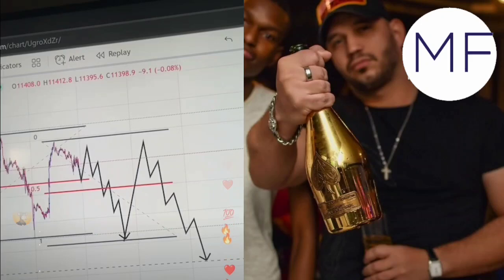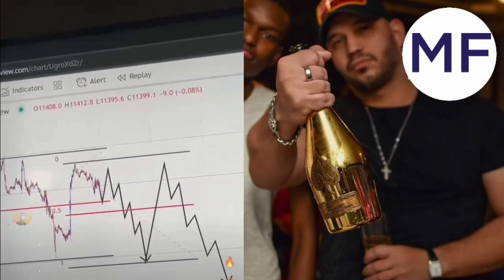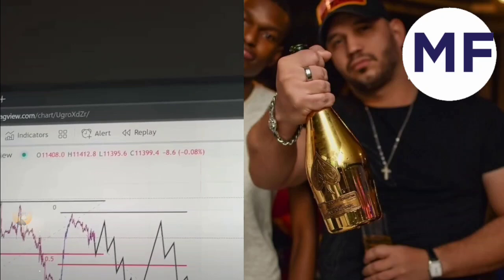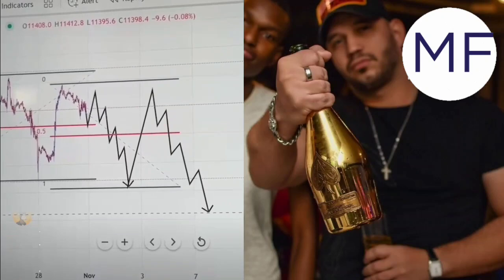On the same page. Are we all together? Are we all together, guys? Do we all understand this?